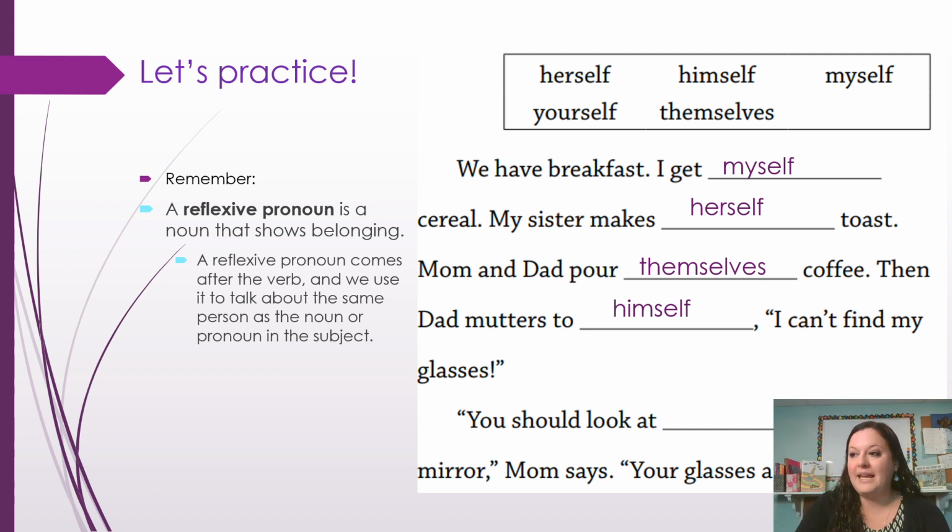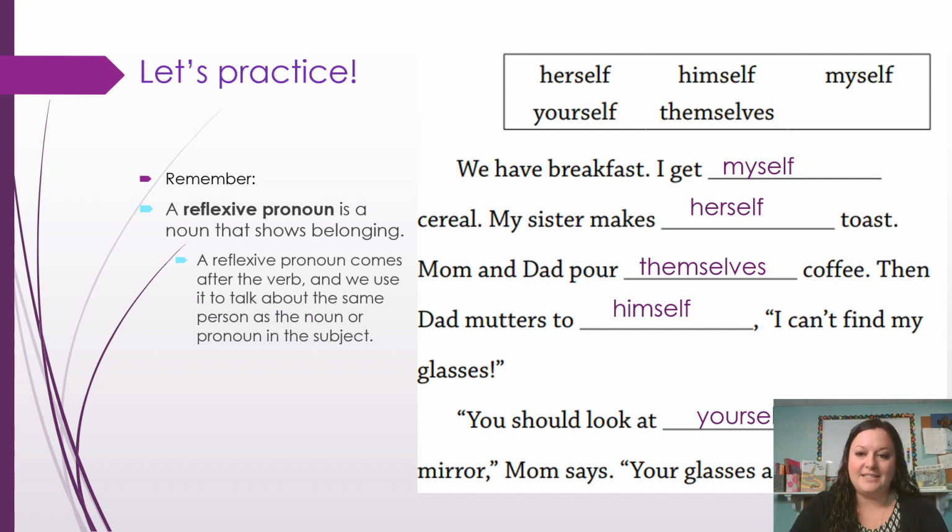You should look at blank in the mirror, Mom says. Your glasses are on your face. What word could we put in the blank to complete our story? Did you say yourself? Let's see if it makes sense in that sentence. Read with me. You should look at yourself in the mirror, Mom says. Your glasses are on your face. Oh, how silly. But you're right, the word yourself does make sense in that sentence. I think we did a good job, but let's review our work and read our story back to ourselves.